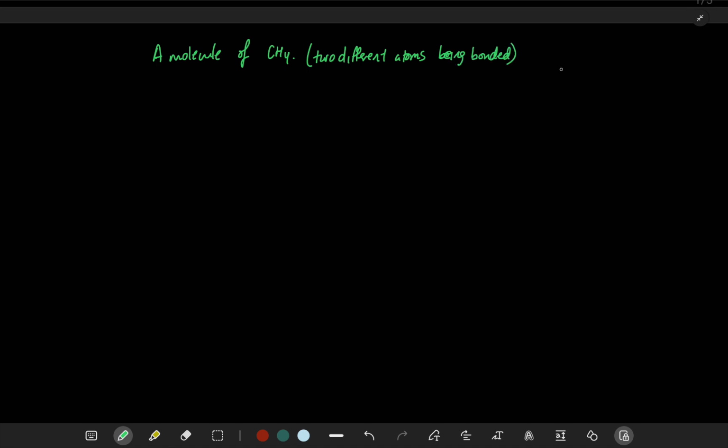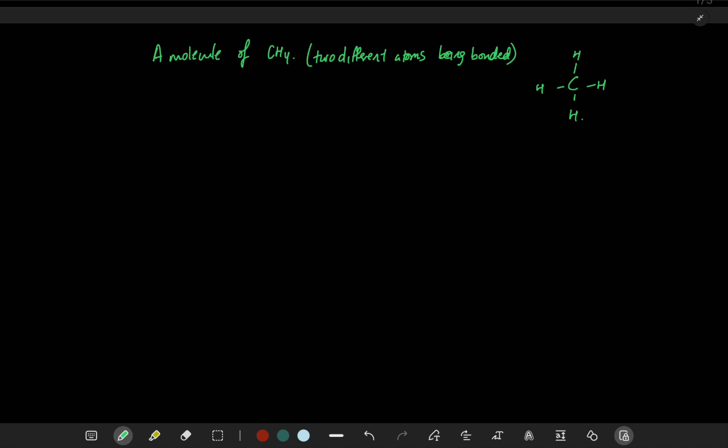So in this case we have a molecule of methane, right, CH4. And in this case we have 2 different atoms being bonded. So let's look at the structure of the molecule. You have a central carbon, hydrogen, hydrogen, hydrogen, and hydrogen.